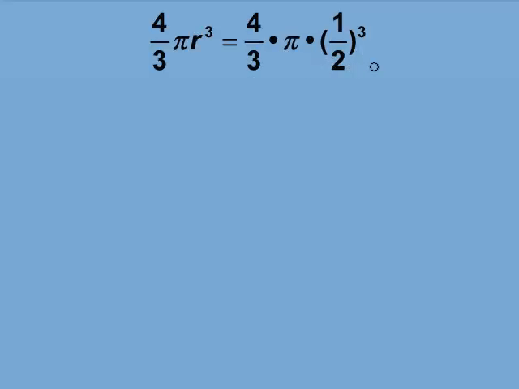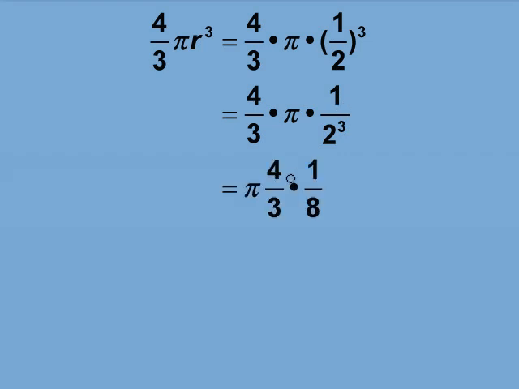Notice that 1/2 is raised to the third power. That means that both the numerator and denominator are raised to the third power. We rewrite 1/2 to the third power as 1 over 2 cubed. That's because 1 cubed is still 1.